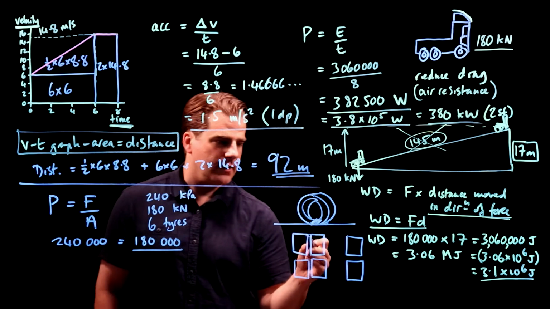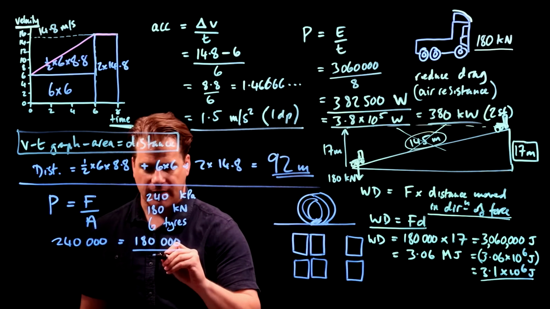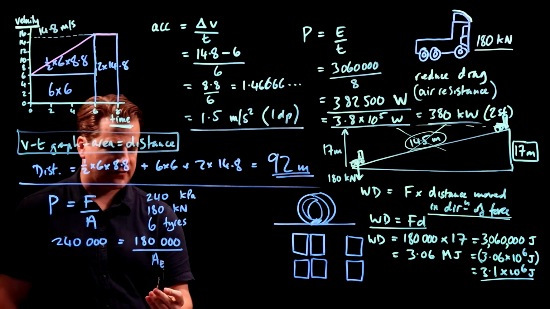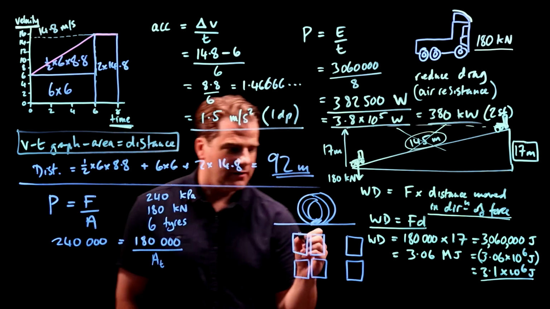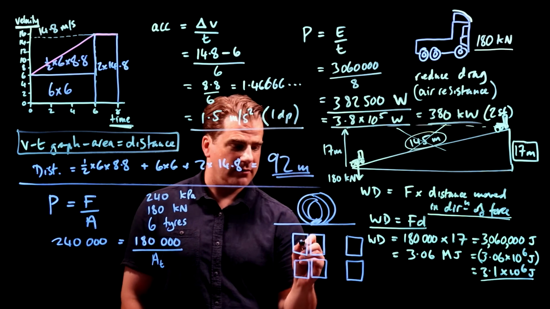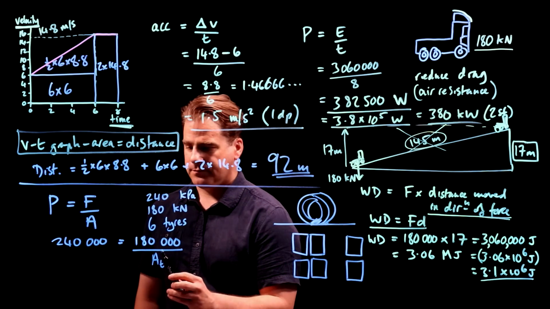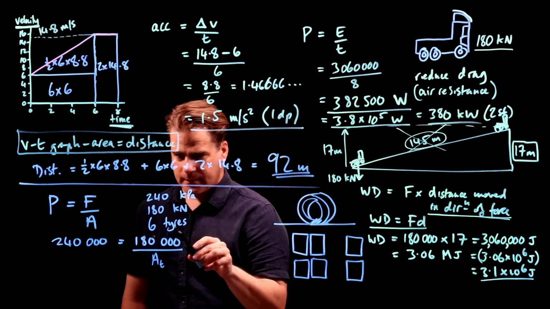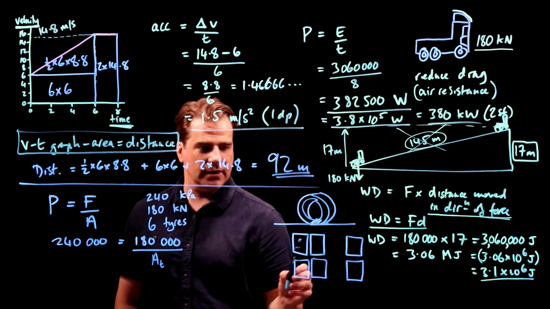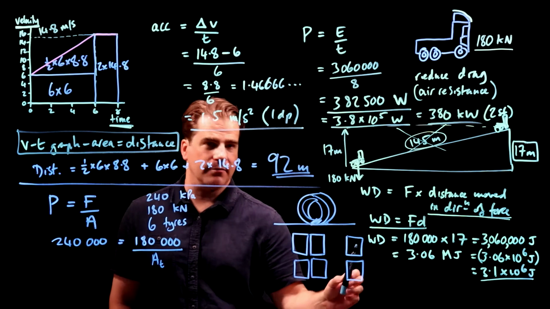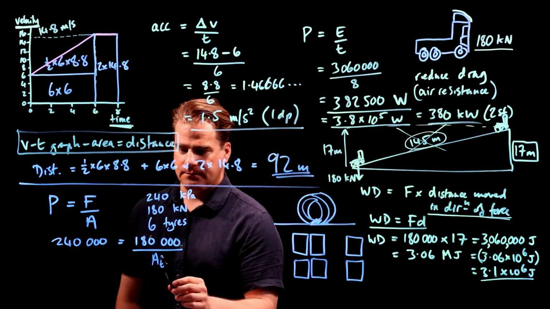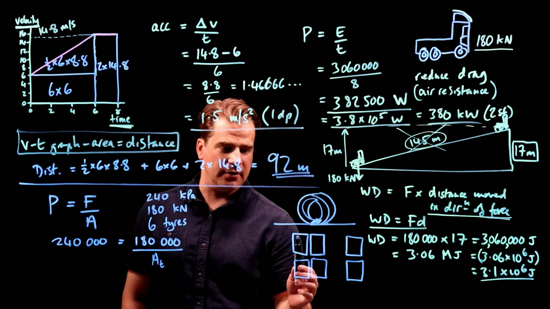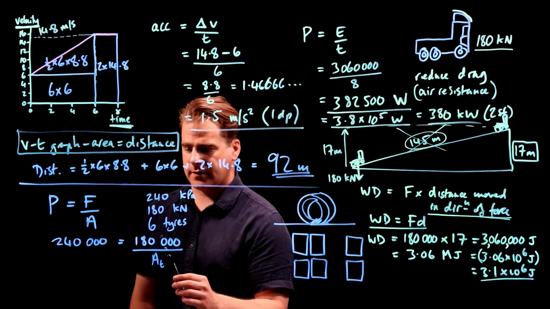Now, I'm going to write A_T. That means total area, okay? So that's for all 6 added up, okay? Because it's the same pressure in each tyre, and the total area, there's 6 tyres. So just don't mix up total area with area of 1 tyre.